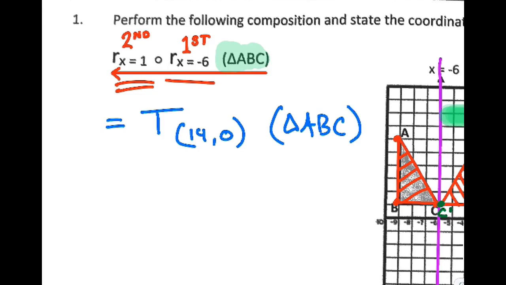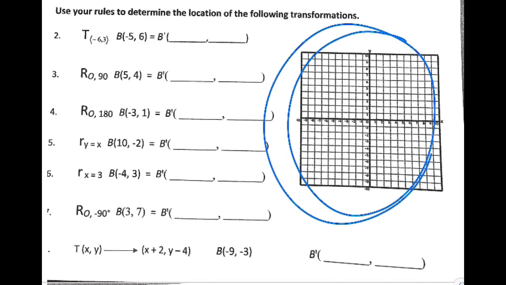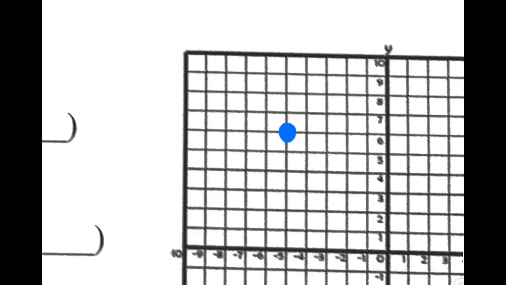I'm going to reuse this graph paper as much as I can. You might want to write lightly and then erase each time, because this is basically a scrap piece of graph paper to keep reusing. In number 2, you're taking the point -5, 6, right there, and you're translating it by -6, 3.